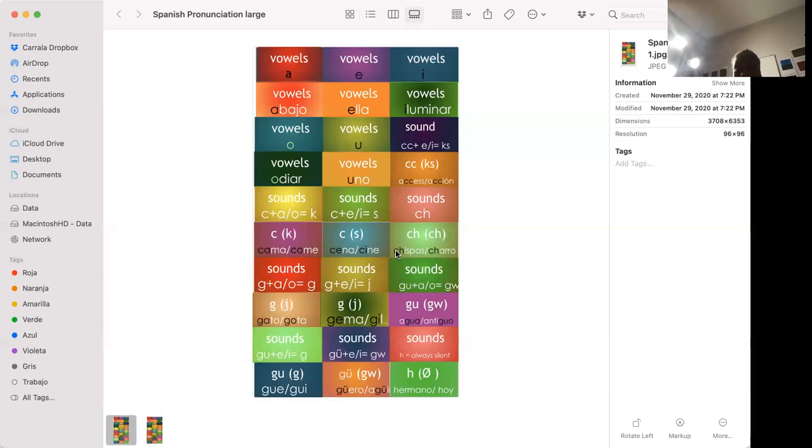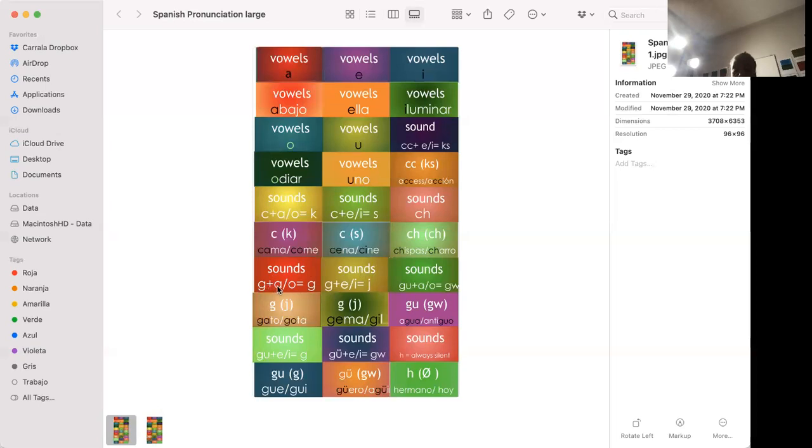Then you have the CH sound, and the CH sound is chispas and charro. It is never like in English. Sometimes it has a K sound, sometimes it has a SH sound. The sound is chispas, charro. Then if you look here, where the pointer is, you're looking at the G.